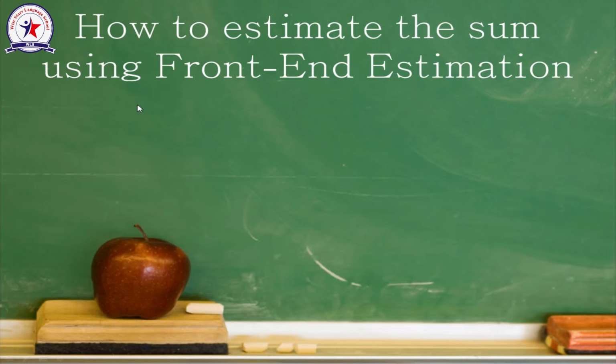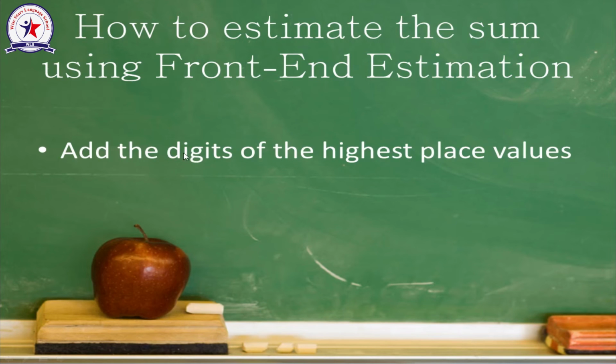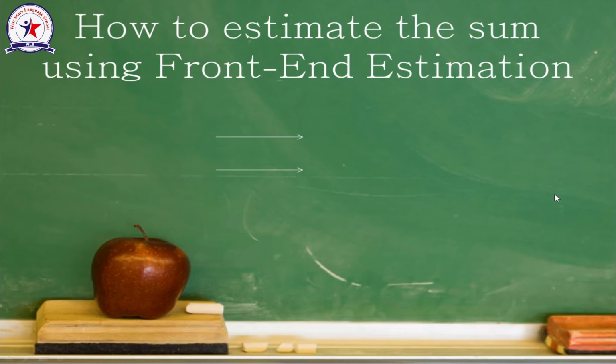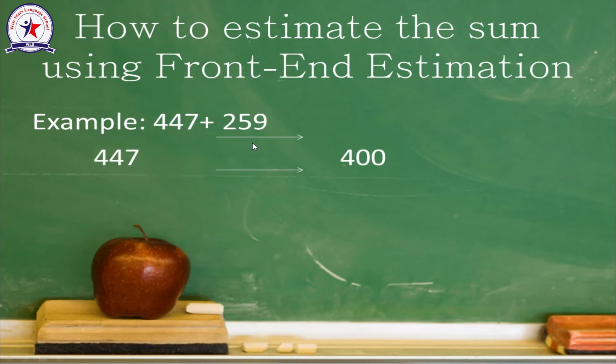How to estimate the sum using front-end estimation. Take the digit of the highest place values, insert zeros for the other place values. Example 447 plus 259. 447 will be, you will write 4 as it is and consider units and tens zeros. Plus 259, write 2 as it is and consider tens and units zeros. 400 plus 200 will be 600.